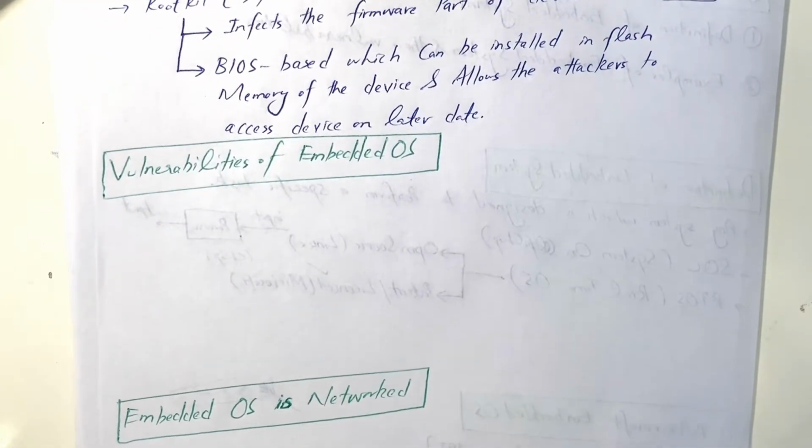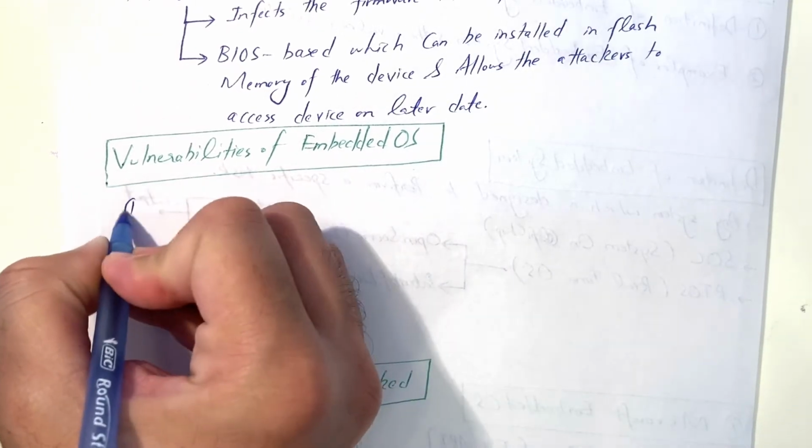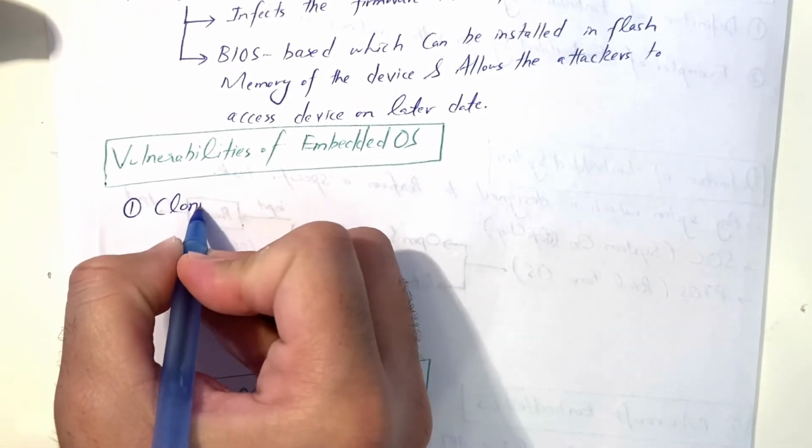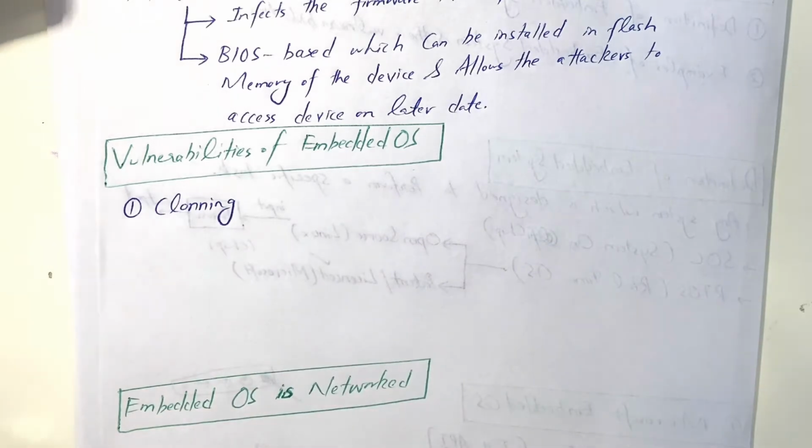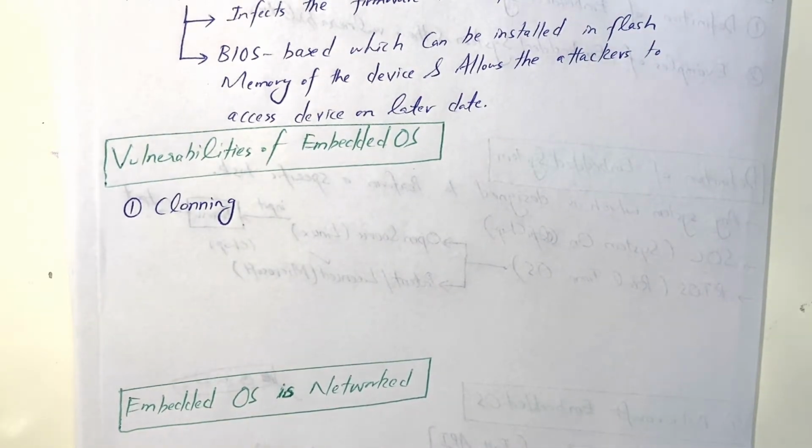Vulnerabilities of embedded operating systems. One of the biggest problems is cloning. People can make a clone of your devices. Okay, cloning is also possible.